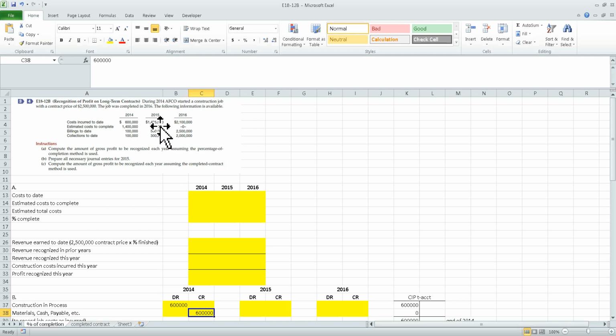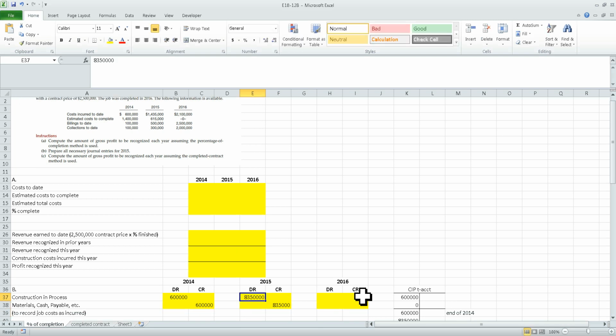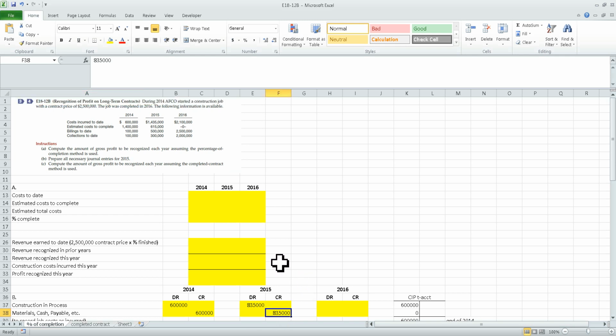Okay, so in 2015, we're told that our cumulative costs to date are $1,435,000. Now, that cumulative cost incurred to date reflects the cost that we incurred in 2014 plus the cost that we incurred in 2015. Well, since at the end of 2014 we had incurred $600,000 worth of cost, the cost that we incurred in 2015 must be the difference between the cumulative cost that we had incurred through the end of 2015 of $1,435,000 and the cumulative cost that we had incurred through the end of 2014, which was $600,000. The difference between those two amounts is $835,000. So we're going to debit construction in process $835,000 and credit the material, cash, payable, etc. account to reflect whatever we consumed in generating that cost. I think I've got an extra zero there.